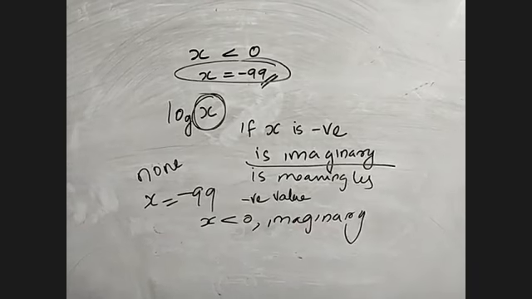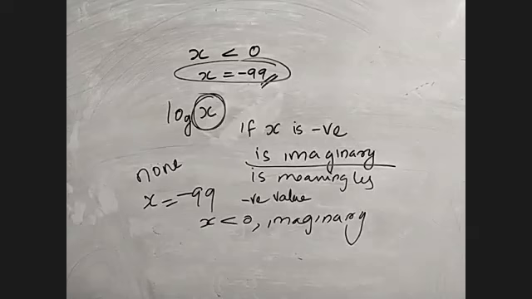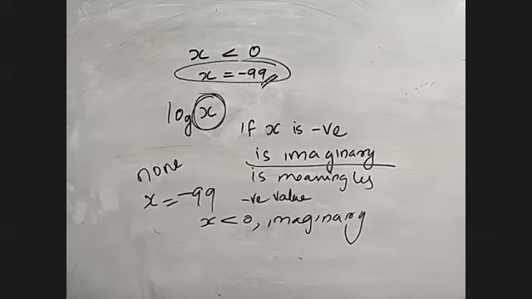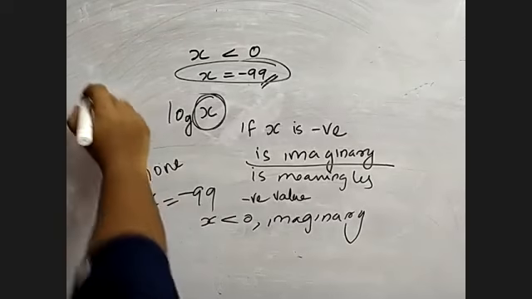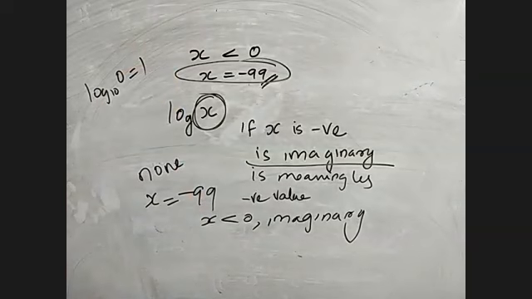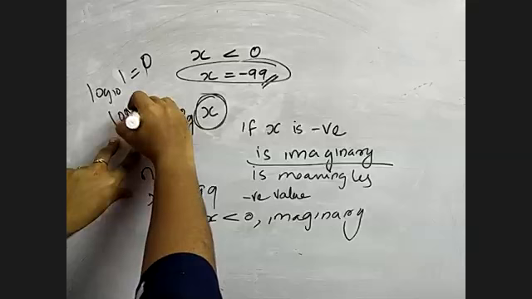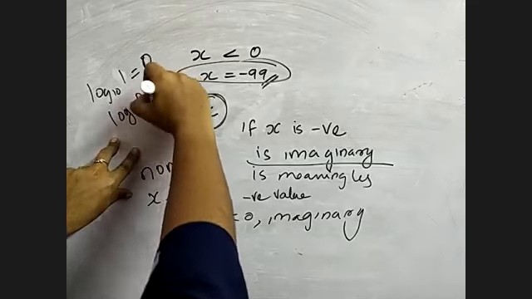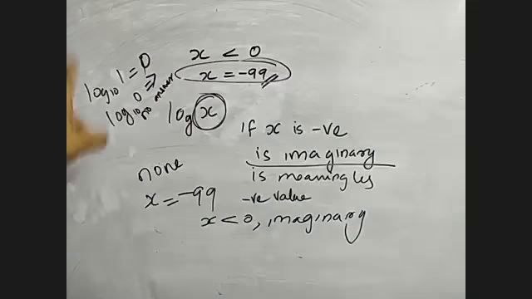Ma'am, what if it is zero? Imaginary. Sorry? What if it is 0? If it is 0 we can write it as meaningless. But usually log to the base 10 of 1 we take as 0. If it is 0, meaningless, that is, it does not have any meaning. No answer. Okay ma'am. Log 1 is 0, log 0 has no answer, or we can say it's meaningless.